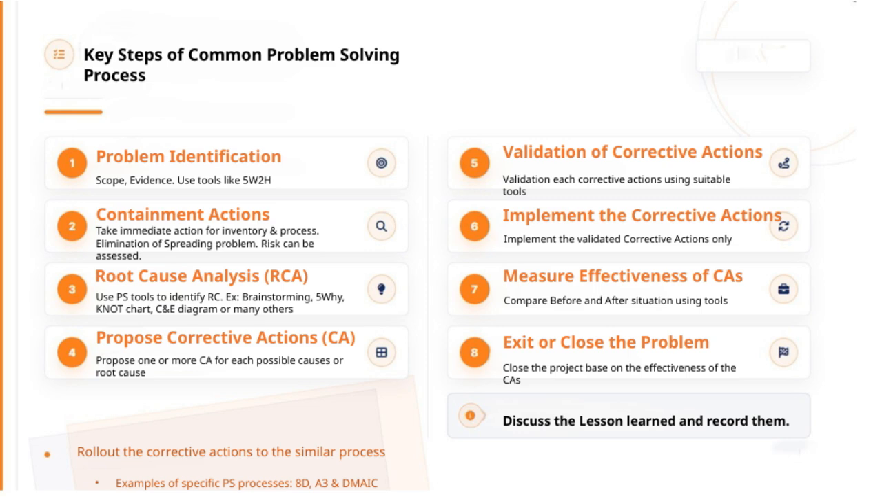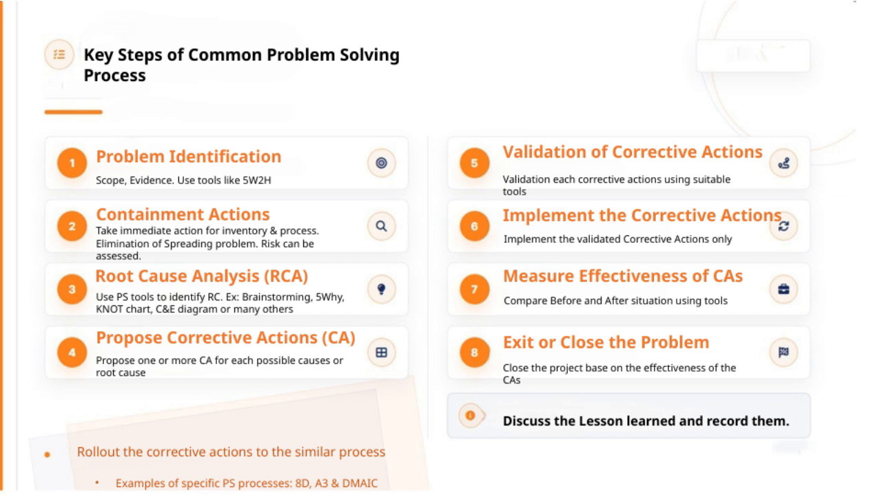these root causes. Root cause analysis, or RCA, involves digging deep to find the underlying issues. We use tools such as brainstorming and the 5 why technique to uncover these causes. Once identified, immediate containment actions are taken to eliminate the problem's spread, especially in inventory and process areas. Containment actions are critical. They help us control the problem while working on permanent solutions.